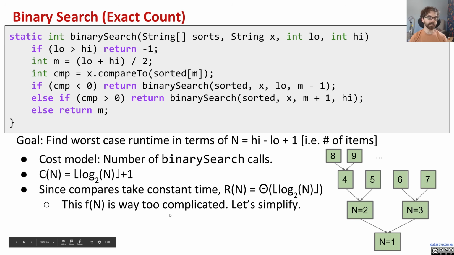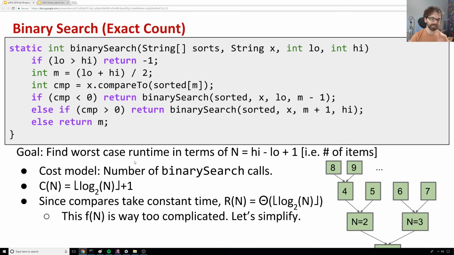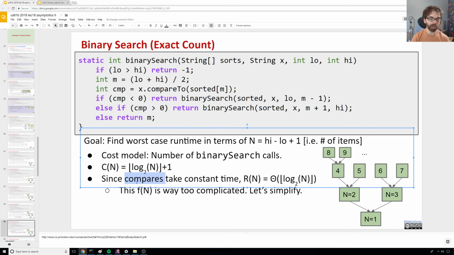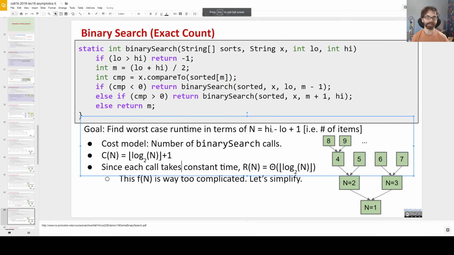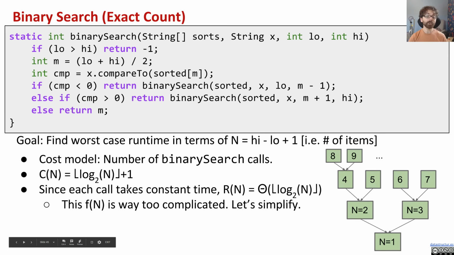And so the question then is, what's the overall runtime? Well, each compare is going to take only constant time. In fact, the amount of work inside of binary search is just constant work. Let's make that extra clear. We're going to edit the slide live. Ready? Each call takes constant time. Okay, good. I like that better. So since each call takes constant time, the overall runtime is going to be the same in order of growth as the overall number of calls.